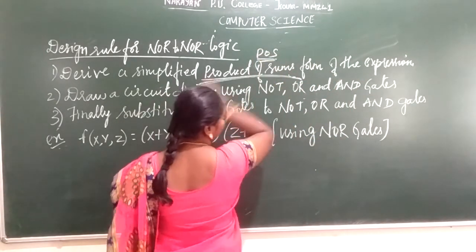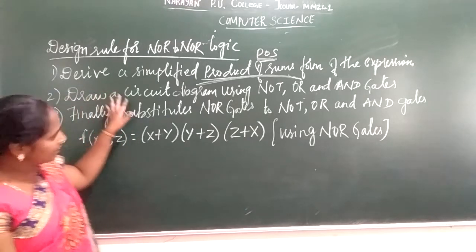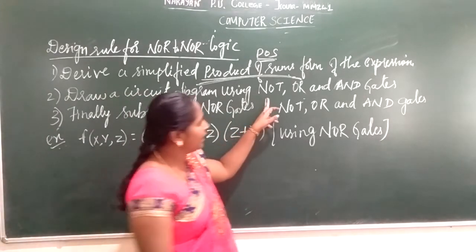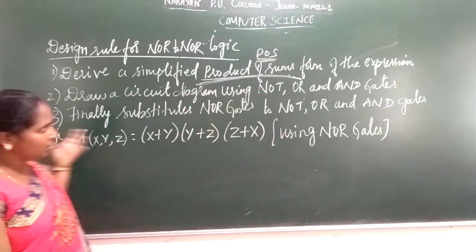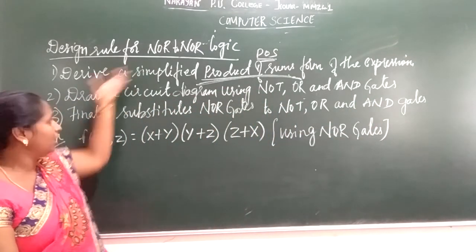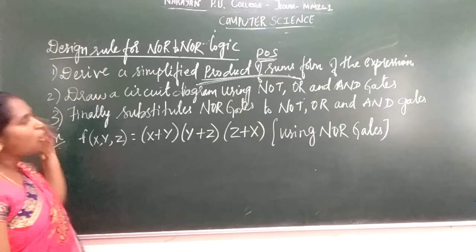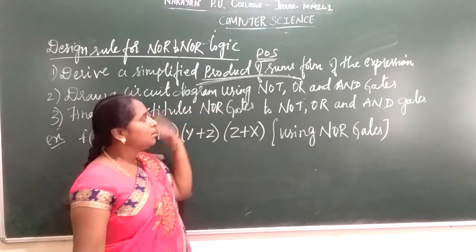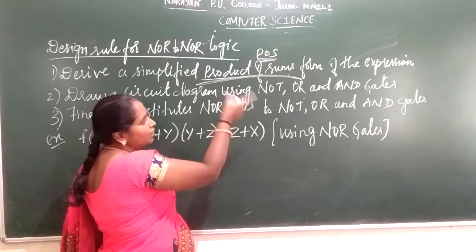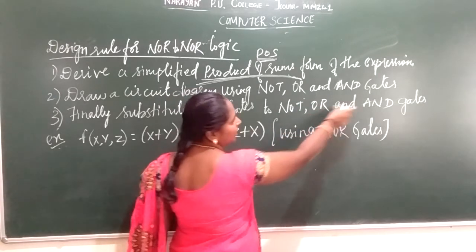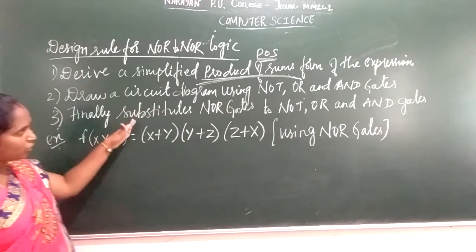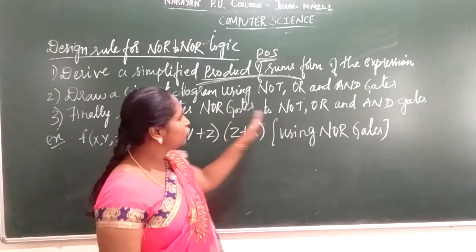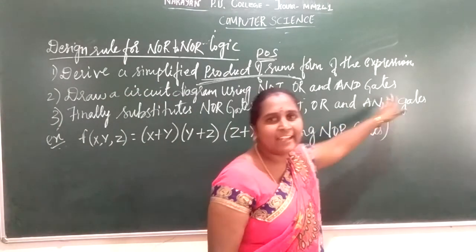POS form of expression. Next, draw the same circuit diagram using the basic gates, NOT gate, OR gate and AND gate. After doing the circuit diagram for the given expression, then finally substitute your NOR gates. You change or just replace your gates, that is NOT gate, OR gate and AND gate, with your NOR gate. Finally substitute NOR gates for the NOT gate, OR gate and AND gates.